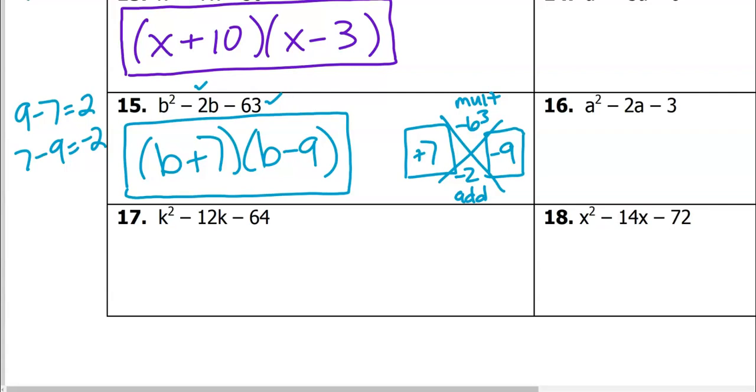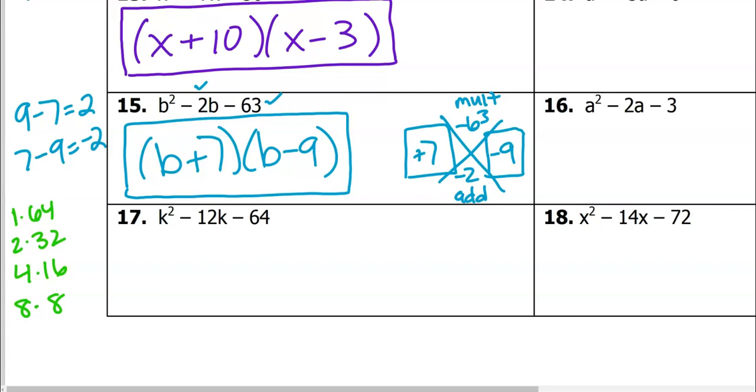64, another kind of big number, right? So it might help to make your list of factors. So we know 1 times 64. 2 times 32. Does 3 go into that? I don't think so. I think 4 and 16. 5 does not. 6 does not. 7 does not, but 8 does. So those are all of your factors to give us 64. Which one of those could possibly give me a 12 somehow? The 4 and the 16.